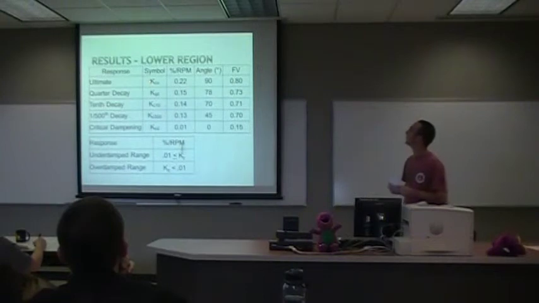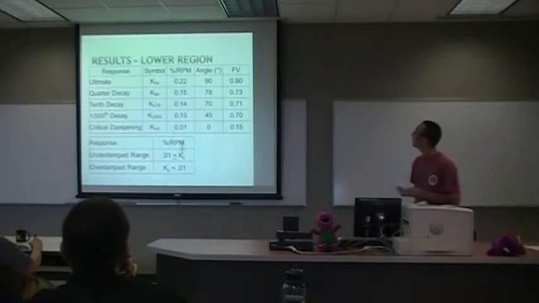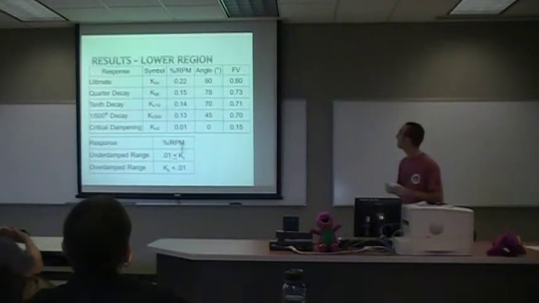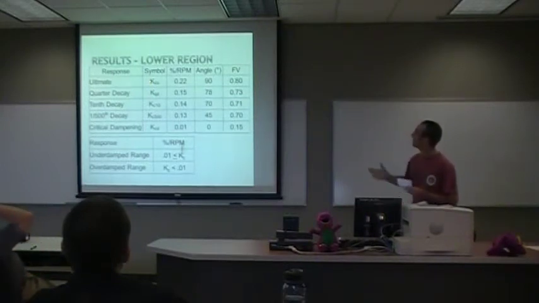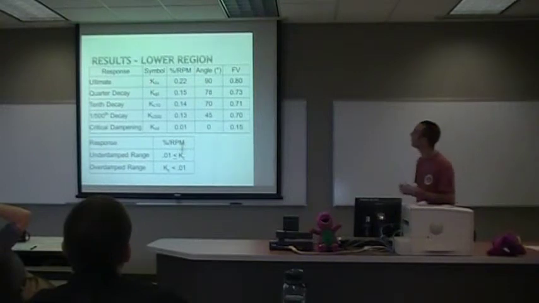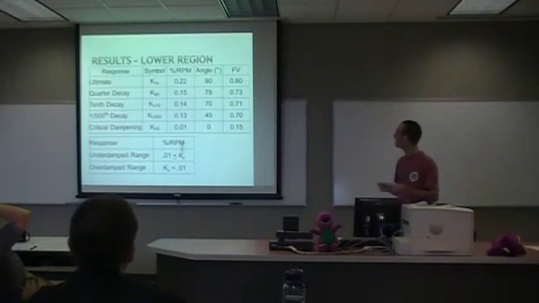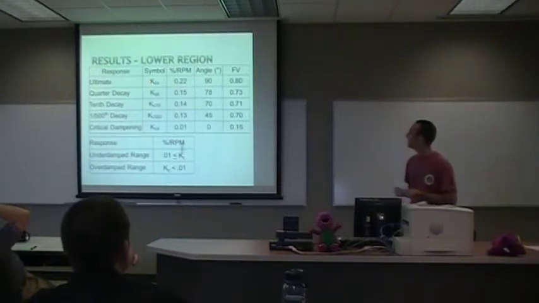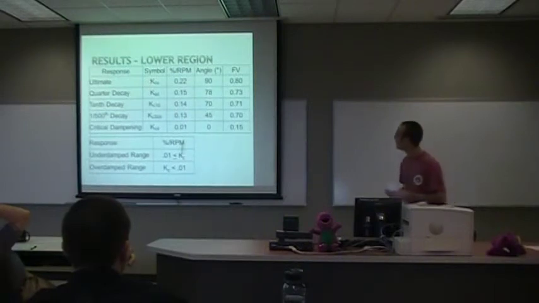Here are your results for the lower region. It shows the ultimate controller gain at 0.22% per RPM. Your quarter decay has a KC of 0.15. Tenth decay is 0.14 and decreases to 0.13 for your 5/100 decay, with your critical damping at 0.01% per RPM. So with that critical damping, you have your underdamped range with any controller gain above 0.01, and overdamping would be any controller gain less than 0.1% per RPM.